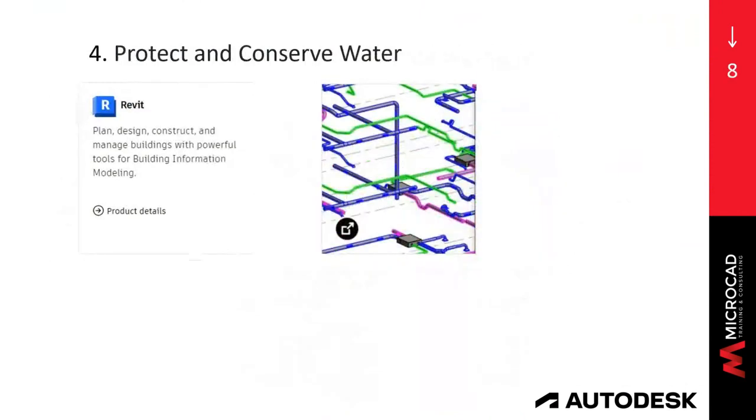My next point is going to be protect and conserve water. And I am showing some drainage pipes, and these are mechanical pipes, but also keep in mind that Revit is an incredibly powerful tool in terms of plumbing design, where you can define through your plumbing fixture units how much water you're needing, and have that for a better water management in your projects.